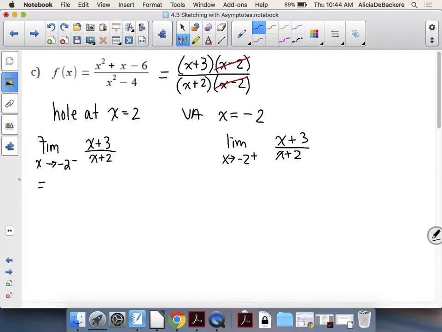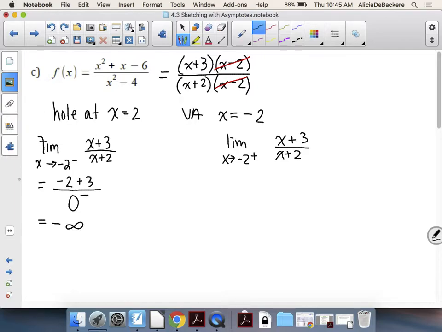So for the numerator, I can just plug in the -2. And I can see there that I'm going to get -2 plus 3. And then in the denominator, when I plug in a number that's a little bit to the left of -2, I'm going to get almost 0, but a little bit smaller, a little bit negative. So on the top, I've got a +1, and +1 divided by almost 0, but negative would give me -infinity.